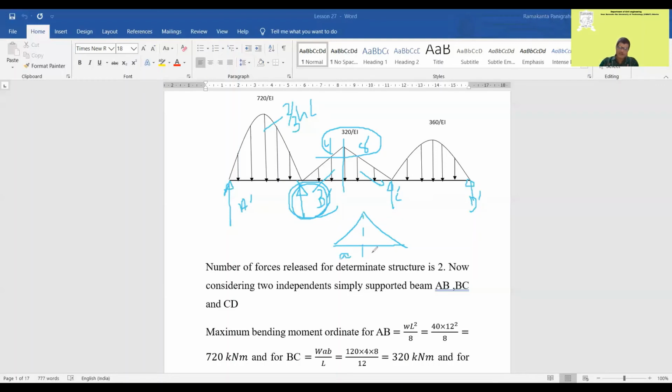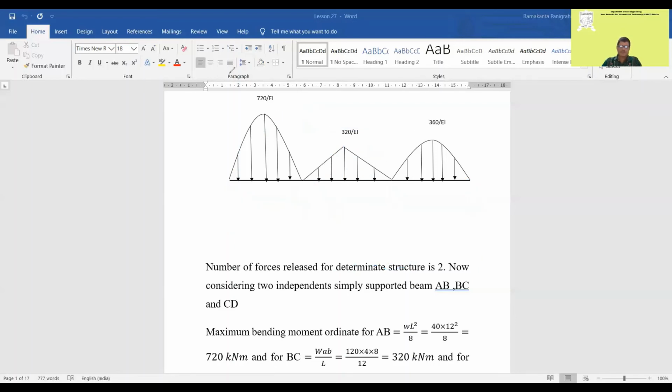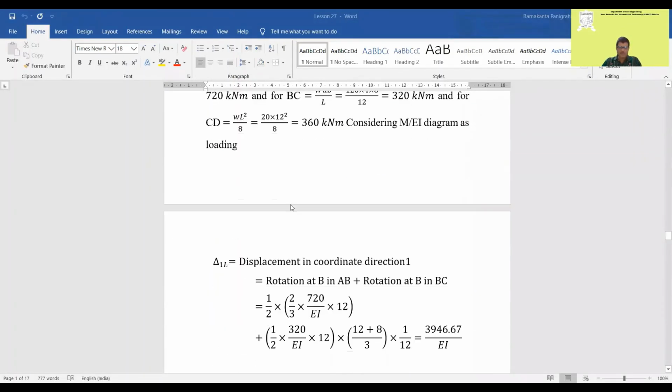A and B. For this CG, it will be L plus A by 3 from this side, L plus B by 3 from the other side. So you find the reactions at this and this end. Let us go to the problem.